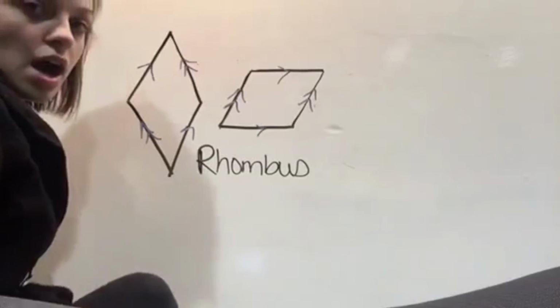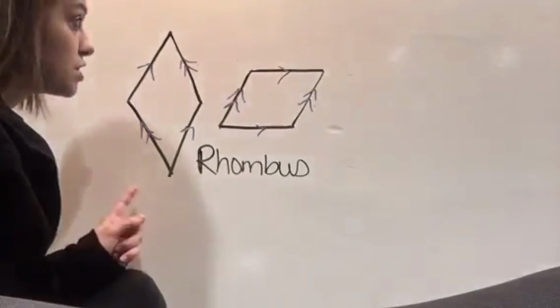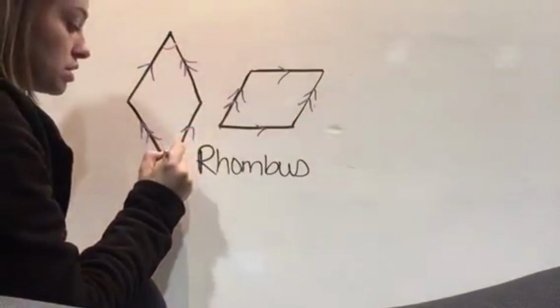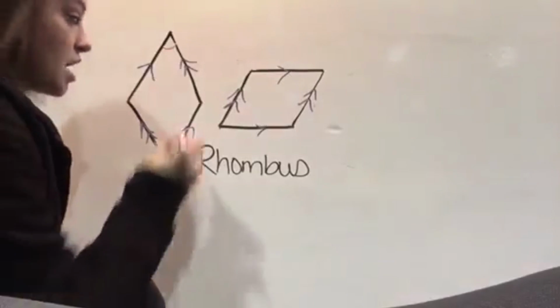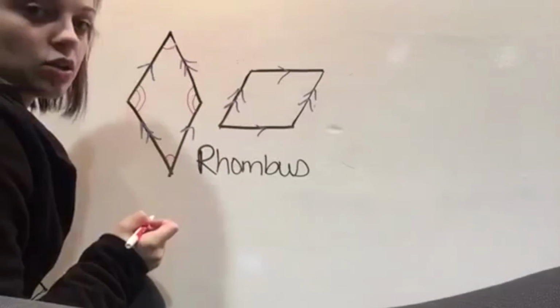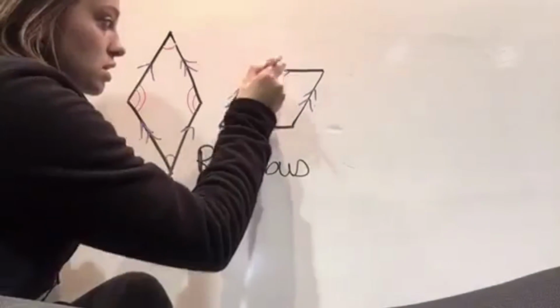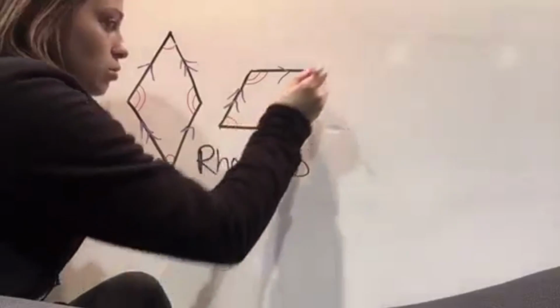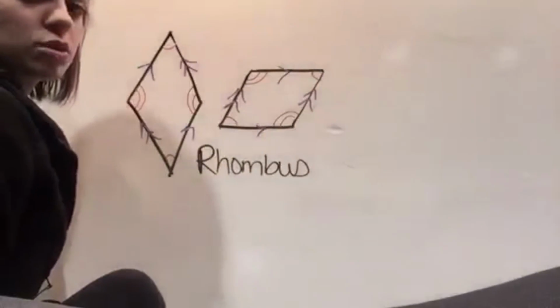It also has opposite angles that are the same angle measurement. So this angle is going to be the same as this angle, and this angle measurement is going to be the same as that angle measurement. Same goes for this. This angle measurement is going to be the same as this angle measurement, and this angle measurement is going to be the same as that angle measurement.